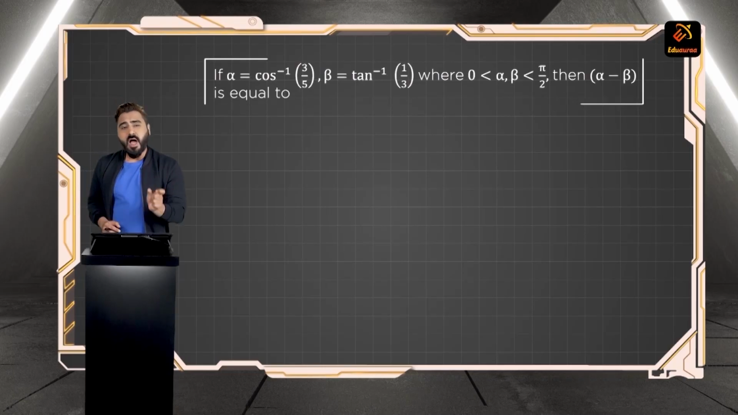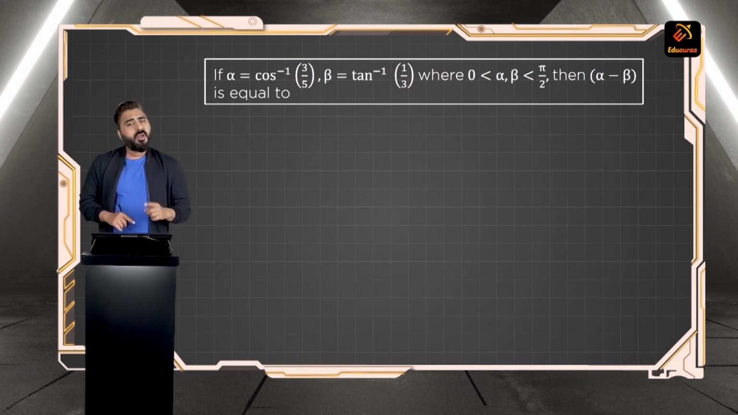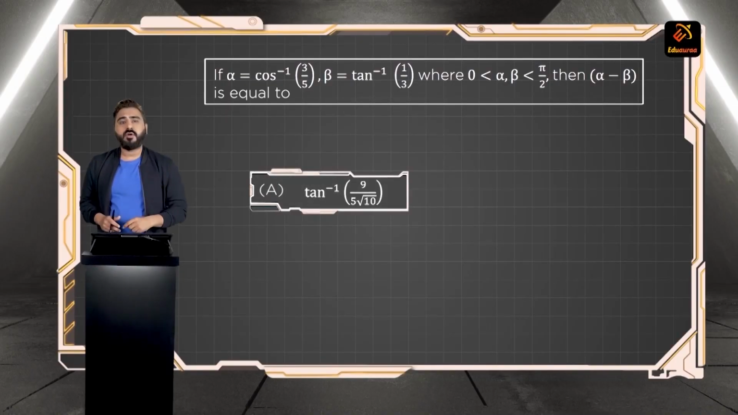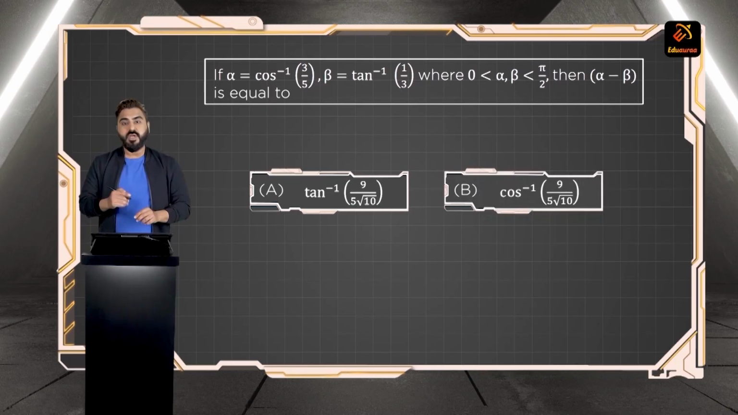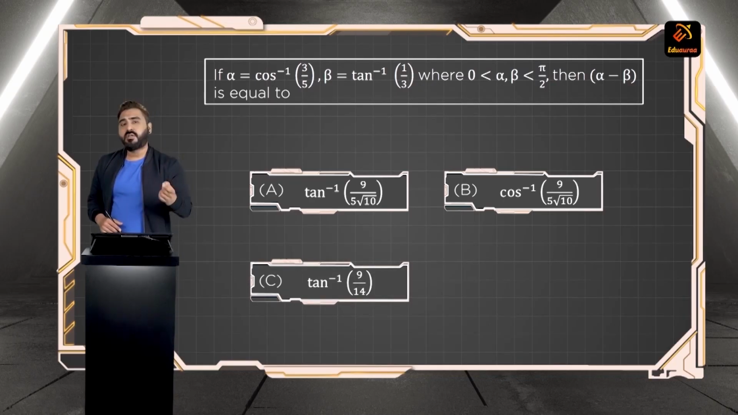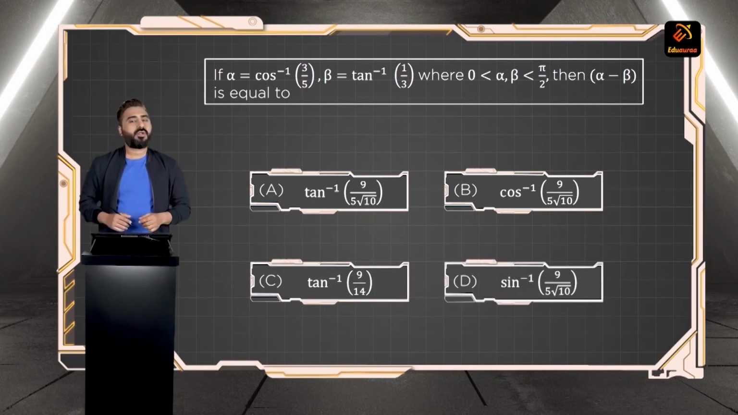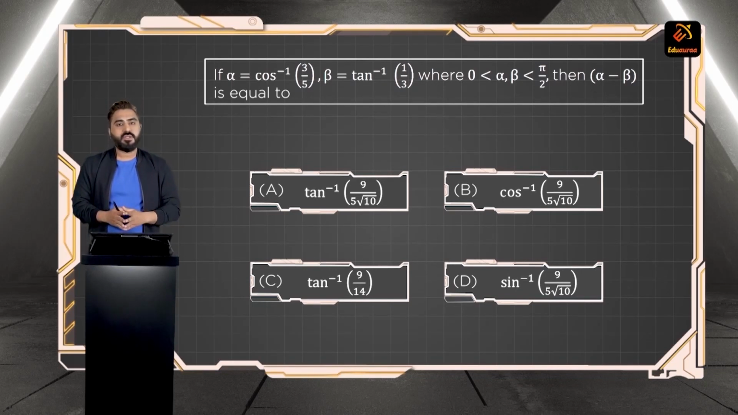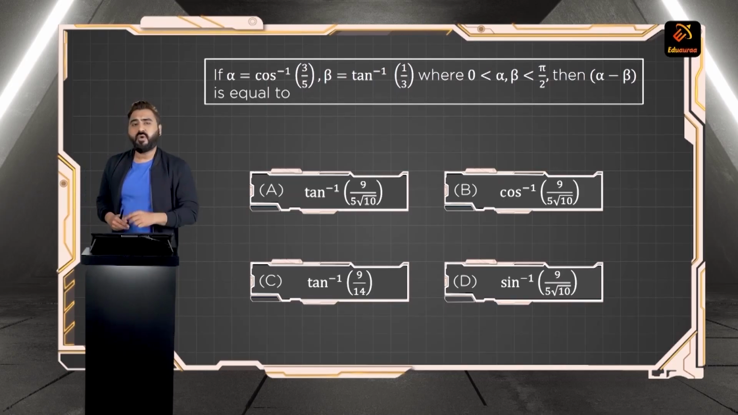Now students, moving on to the next MCQ. If alpha is equal to cos inverse 3/5, beta is equal to tan inverse 1/3, where alpha and beta lie between 0 to pi/2, then alpha minus beta is equal to what? Let's check our options. Option A, tan inverse 9/(5 root 10). Option B, cos inverse 9/(5 root 10). Option C, tan inverse 9/14. And option D, sine inverse 9/(5 root 10). Now students, this MCQ was asked in JEE Mains 2019.